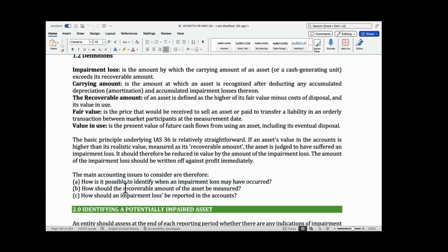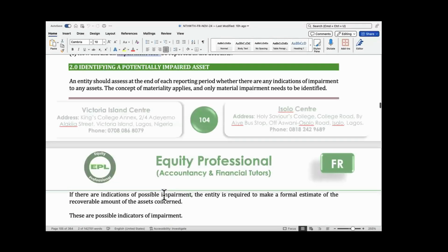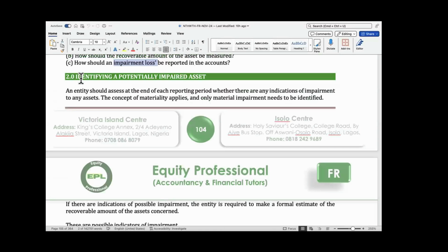Number two is how do you then determine this recoverable amount? Number three is how do you report for impairment loss? These are the three things we want to learn. So the first one is how do you identify that an asset has been impaired, either tangible or intangible? How do you identify that it has been impaired?